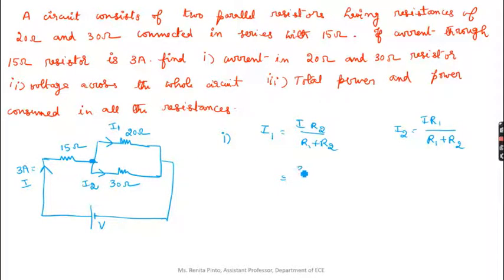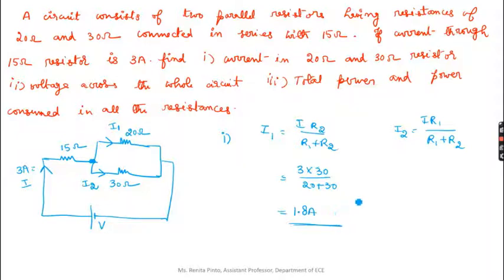Now main current is 3 amps into the resistor in the other branch, which is 30 ohm, divided by 20 plus 30. So this will give you the first answer: I1, you will get as 1.8 amps.